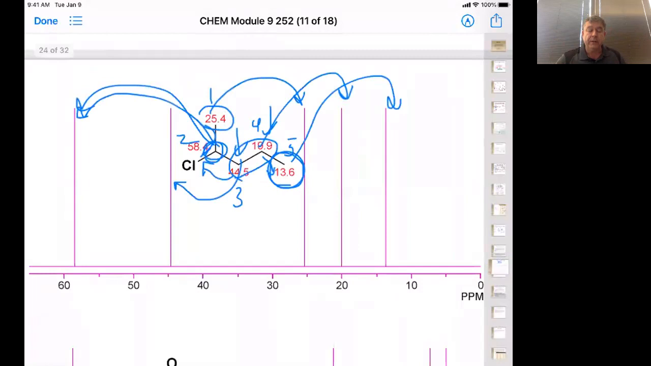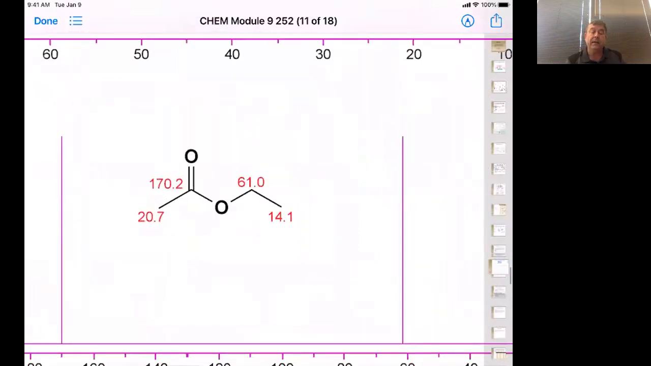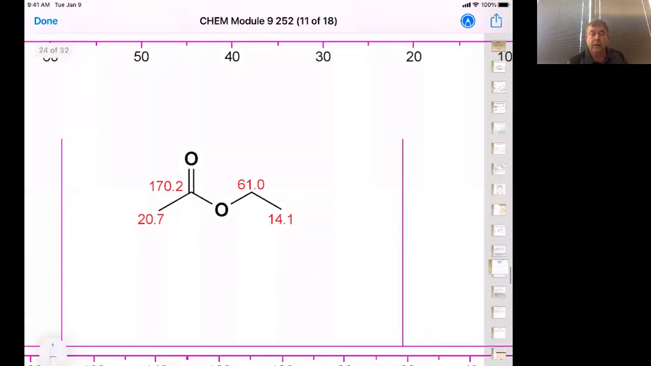Okay, now let's look at unique carbons here, okay? So right now we can say that they're all unique carbons because we have a methyl group, a CH2, and then it's bonded to an oxygen. We have the carbonyl carbon. Can't forget the carbonyl carbon in carbon NMR. And then a methyl group here.